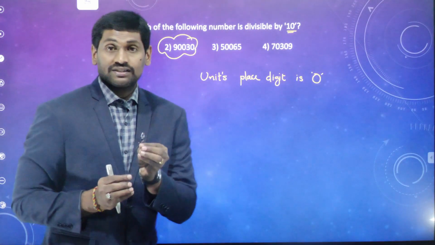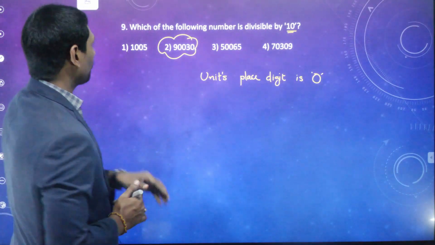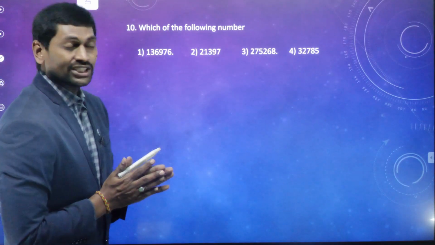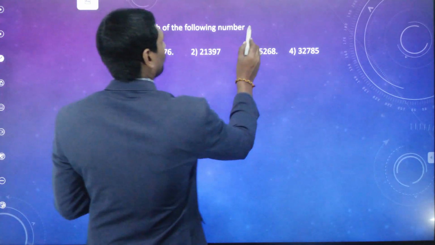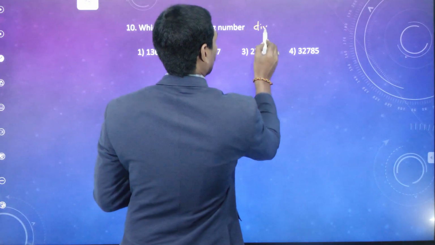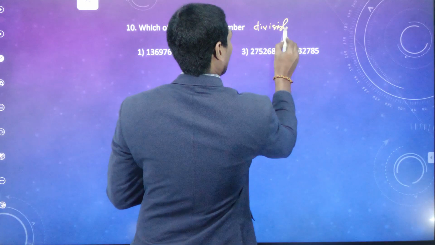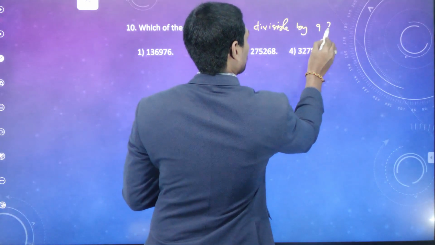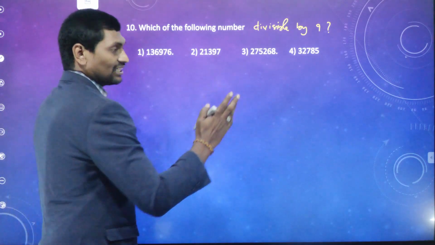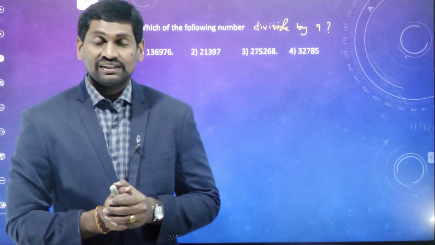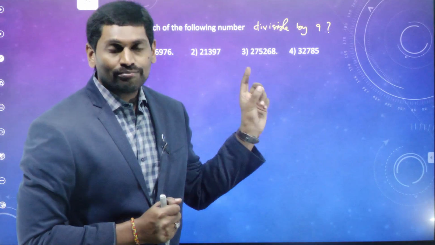Let us try to solve the next problem. Which of the following numbers is exactly divisible by 9? So this is the question. Let us try to identify the answer. How to check? First of all, let us check the divisibility rule for 9. What is the divisibility rule for 9? If the sum of digits is exactly divisible by 9, or a multiple of 9, then the entire number is divisible by 9.